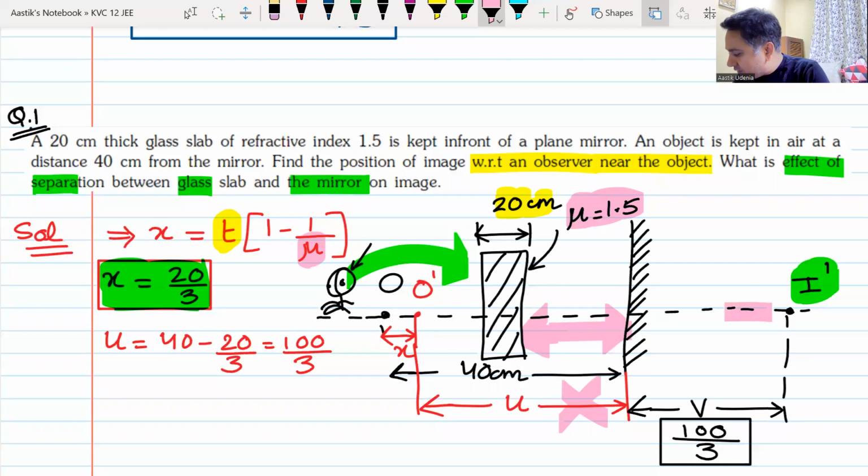So it will shift in this direction. Yes or no? It will appear closer. Yes or no? Yes, sir. How much distance will it shift, my dear friends? The same distance, 20 by 3. 20 by 3. Yes or no?